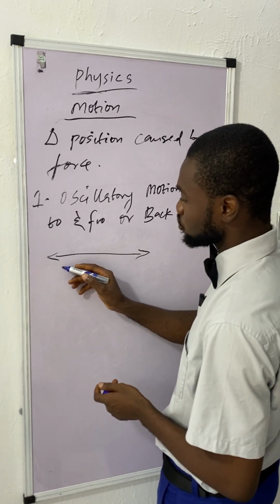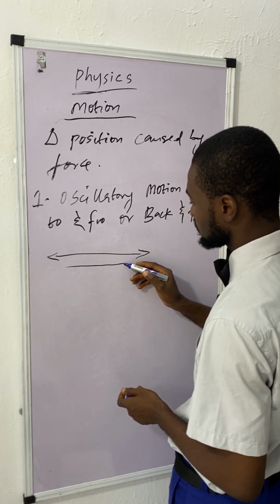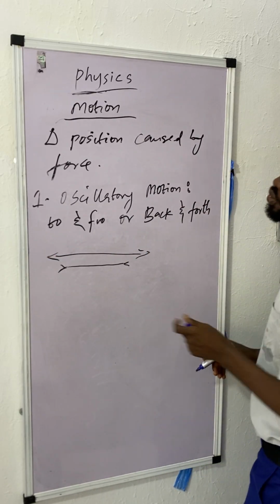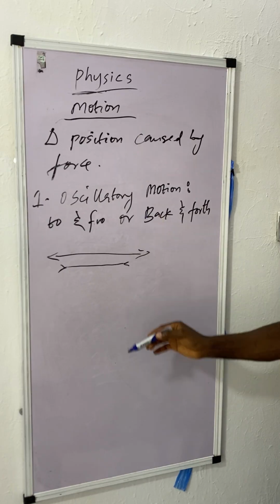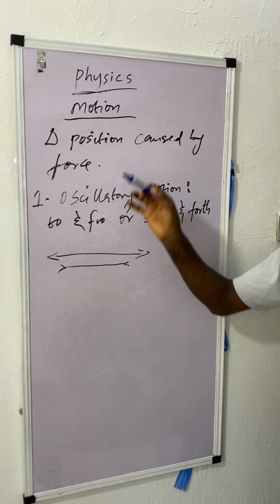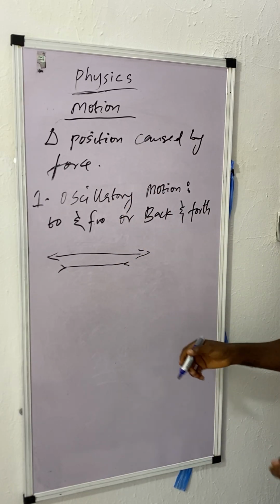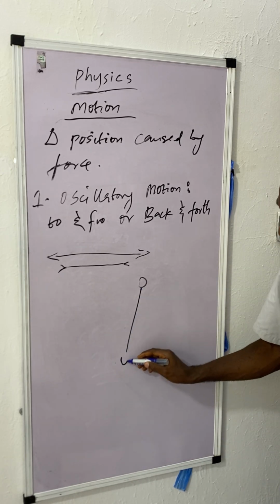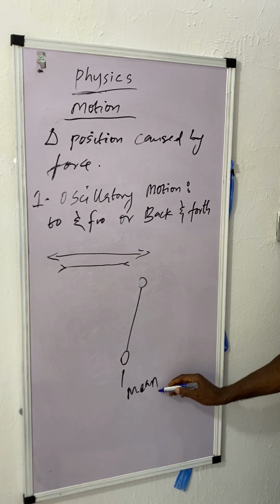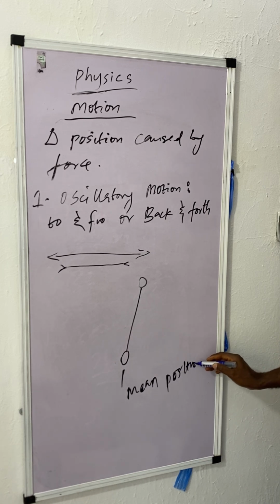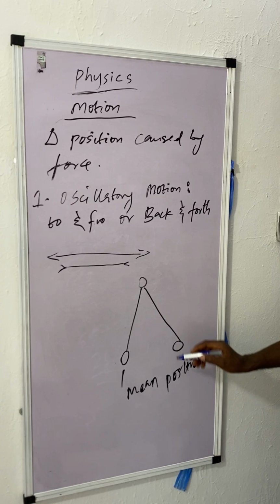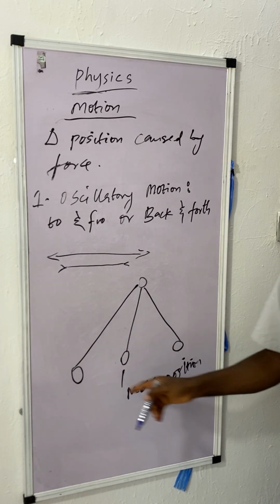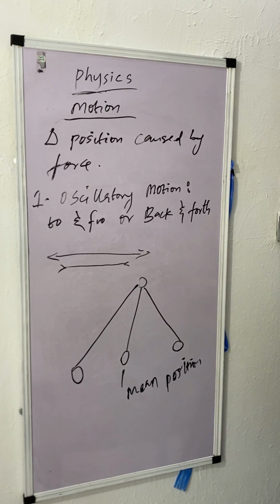It goes like this and it returns. So we are now going to have something like this and like this. It goes like this, continues to return, like this, to and fro. To and fro can be like this, the horizontal to and fro, or the vertical to and fro. Or it can be a simple pendulum. This is a pendulum bob, for example. This is the mean position. Then it oscillates. At a point it will be here. At a point it will be here. So it moves like this, pendulum bob. So that's oscillatory motion.